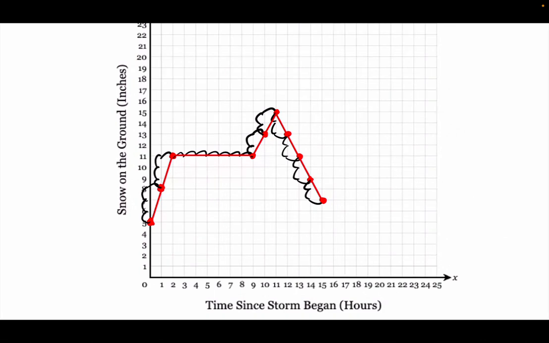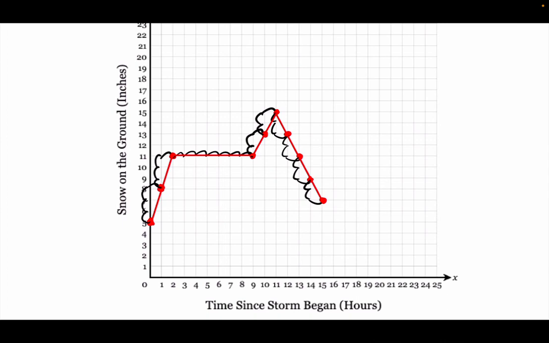At the beginning of the storm, there was 5 inches of snow already on the ground. Then for the next 2 hours, 3 inches fell every 1 hour. And then the storm stopped for 7 hours. And then for the next 2 hours, 2 inches per hour of snow fell. And then the last 4 hours, it melted, right? It melted 2 inches per hour until we got there.